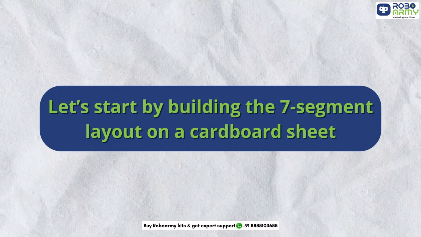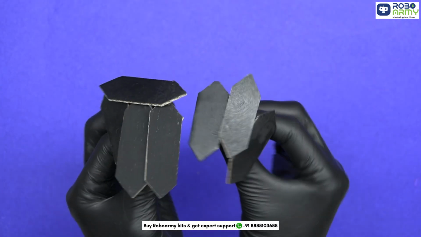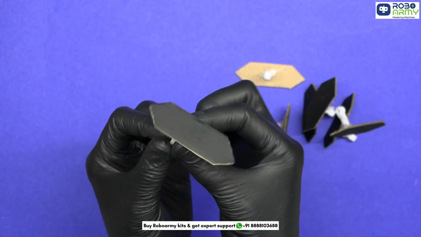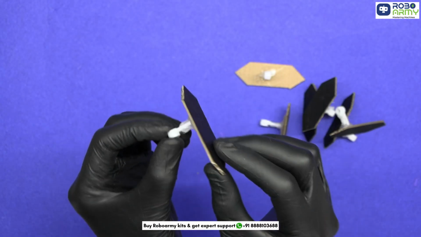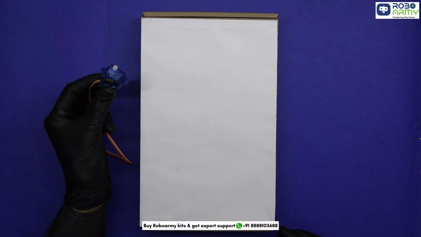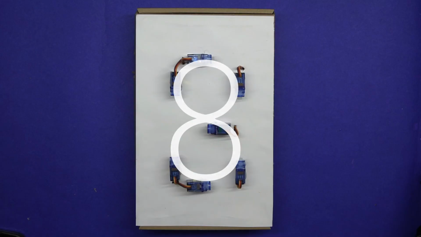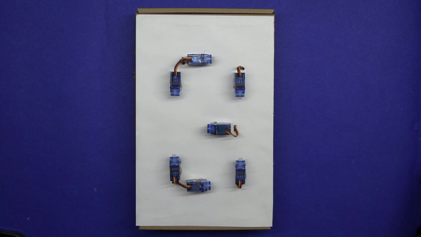Let's start by building the 7-segment layout on a cardboard sheet. Cut 7 small hexagonal shape pieces of cardboard or thermocol to act as the lines for segments and paste them over the shaft of motors. Now mount servo motors in such a way that it forms 8 like this. Use hot glue or double-sided tape to mount the servos firmly.